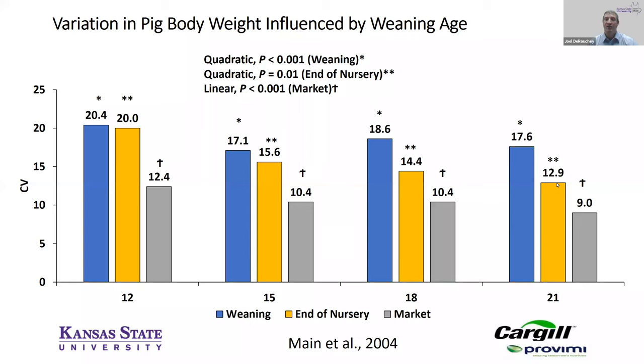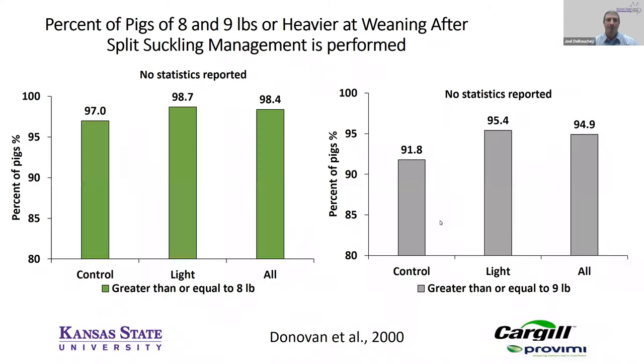Now, interesting and really something I want to point out in this particular data set, if we look at market weight CV, there was a statistical linear decrease as weaning age increased up to day 21, and they had a CV of 9 compared to that of the youngest wean at 12.4. Thus, this data set would show a difference in CV based on the weaning age. And even if we look at more days reflective of 18 to 21, it is still part of that linear curve of a decrease between 18 and 21.